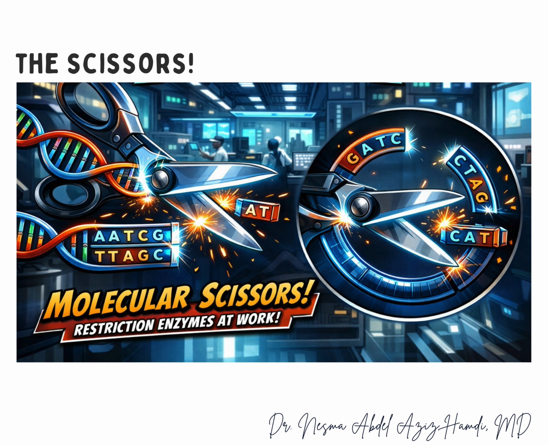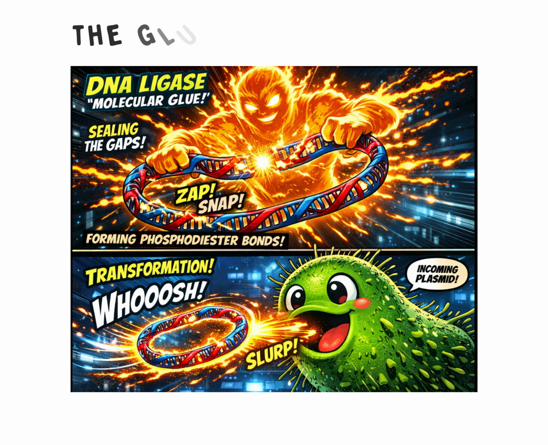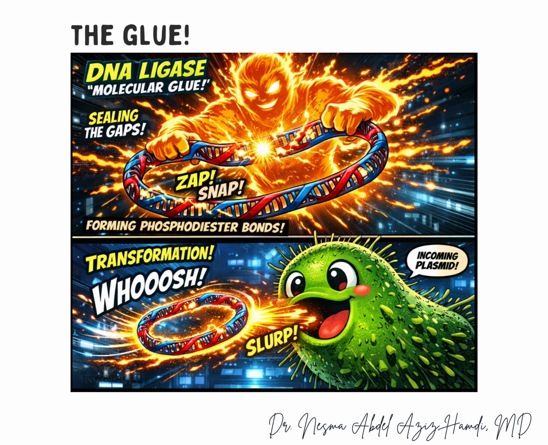At the same time, the desired human gene, such as the insulin gene, is isolated using the same restriction enzyme to ensure matching ends. This strategic cutting creates complementary overhangs, allowing the foreign gene to align perfectly with the plasmid backbone. Once the desired gene fragment is positioned inside the opened plasmid, another essential enzyme takes the stage, DNA ligase.